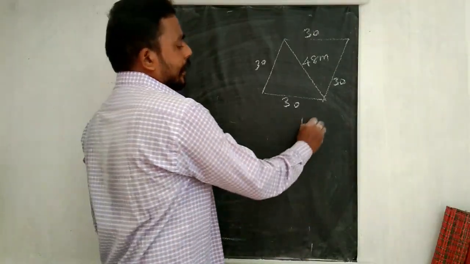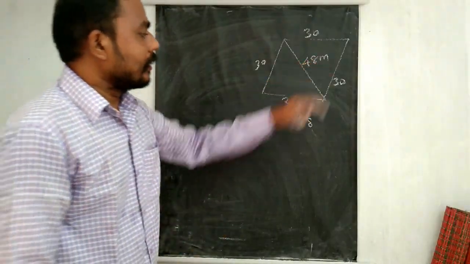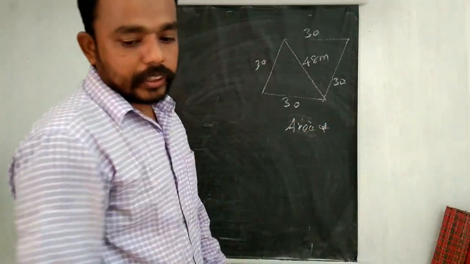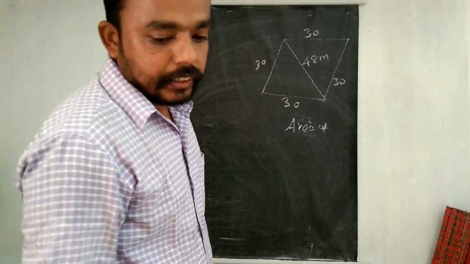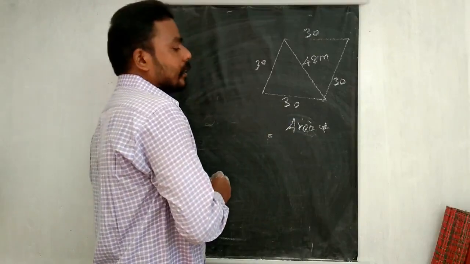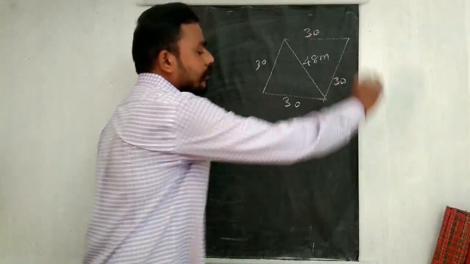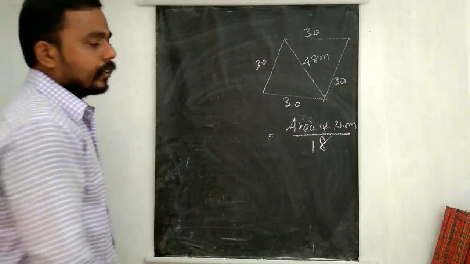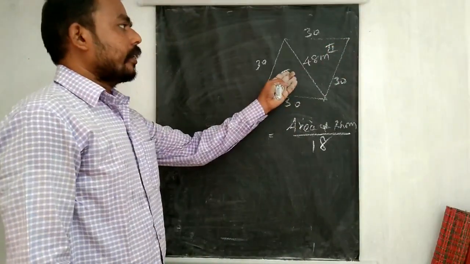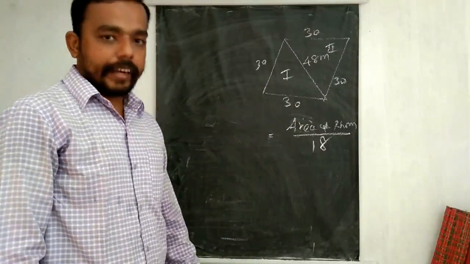So here, totally 18 cows are grazing. The final question is, how much area of the grass field will each cow be getting? The area each cow gets equals the area of the rhombus divided by 18. This is the formula. Now, how to find this area? Consider this first triangle and this second one. If you have the first answer, automatically the second one is equal, so we can double it. We can find this using Heron's formula.